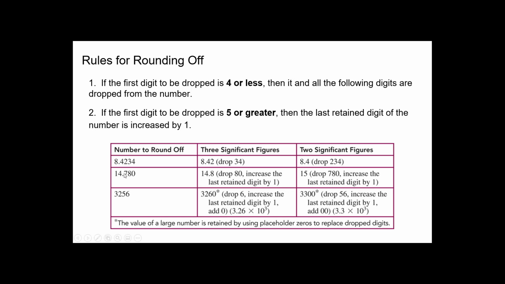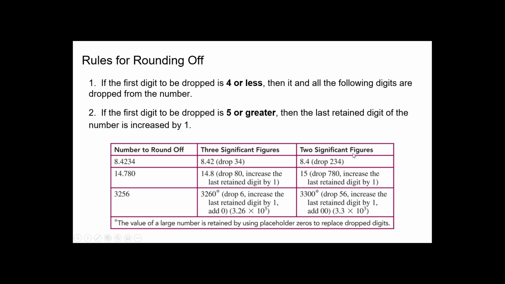Now let's look at this one, 14.780. We want 3 sig figs. So 1, 2, 3. We're going to keep the 7, drop the 8. Now this fits number 2. It's 5 or greater. So we're still going to drop the 8 and the 0, but we're going to add a 1 to the 7. So our final answer is 14.8.